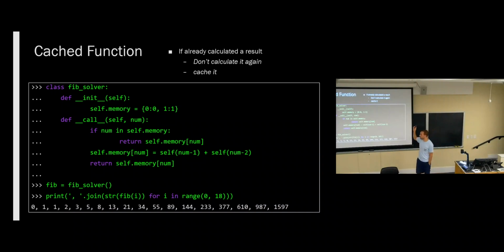So if you were to call fib of 1,000,000, it's going to take on the order of 1,000,000 steps, so it's going to take a while. But then if you call fib of 1,000,000 again, it's going to take constant time because it's still in that memory dictionary. And it's going to be there until we replace fib with another instance of fibsolver.